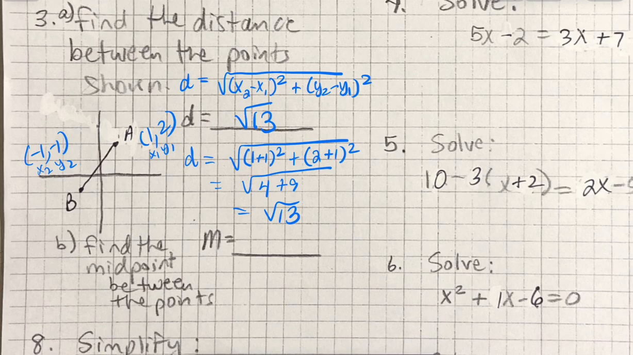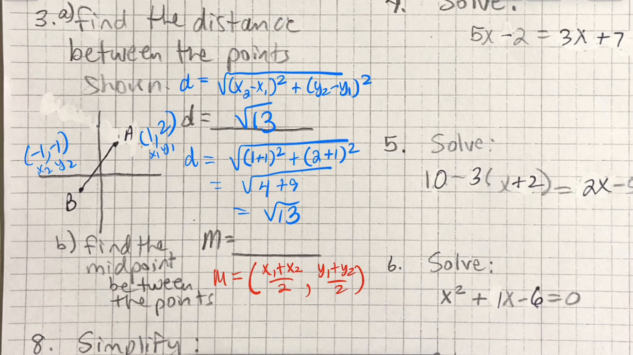Now, midpoint, let me give you that formula. The midpoint formula is the average of the x's. So to average x's, you add them up, and since I had two things, I divide by 2. And the average of the y's, so add it up and divide by 2.